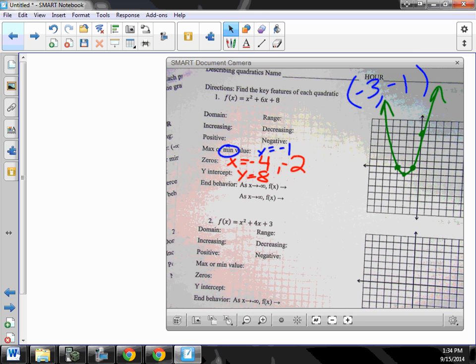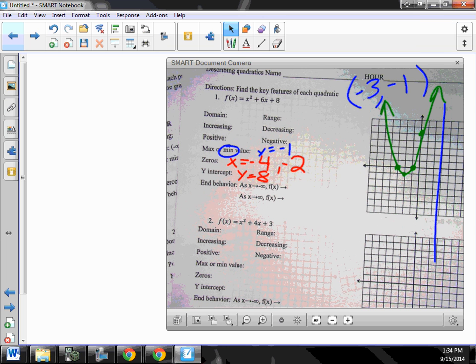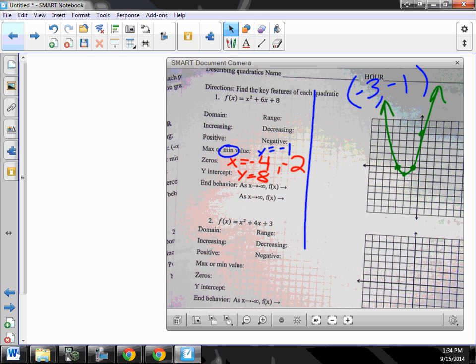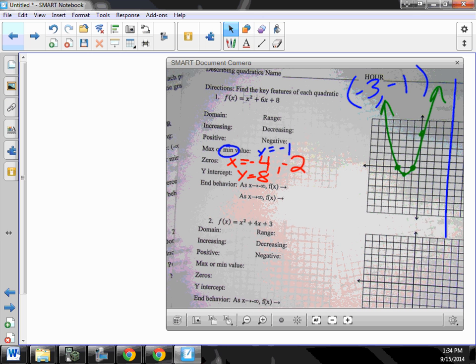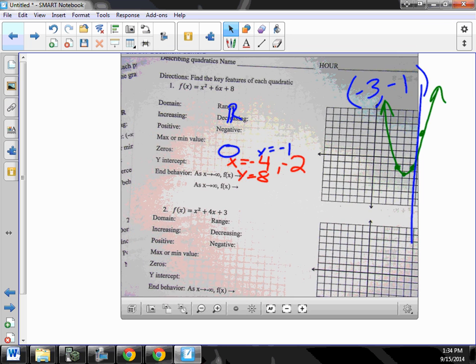So the domain, if I draw a vertical line through the x-axis, are there any x values that miss the graph? Does this one miss the graph? No, where does it touch it? Way up high. And the further left I go, the higher the graph is going to be. Over here on the right side, same thing. So what is the domain? All real numbers. Now if I turn this, oops, not that.